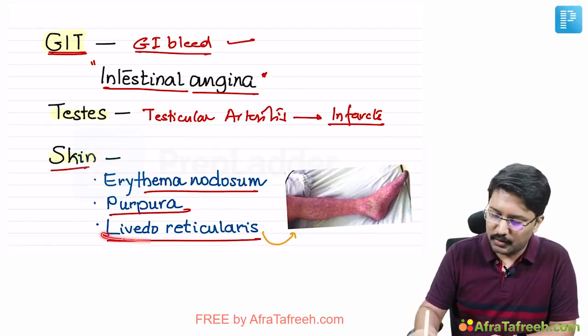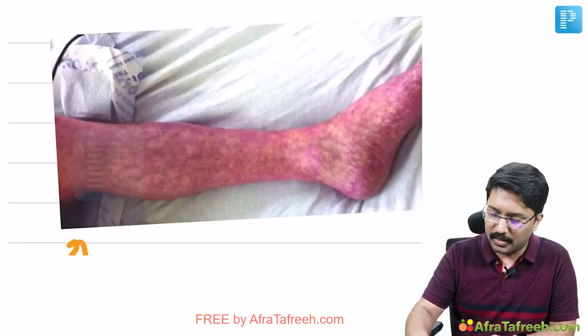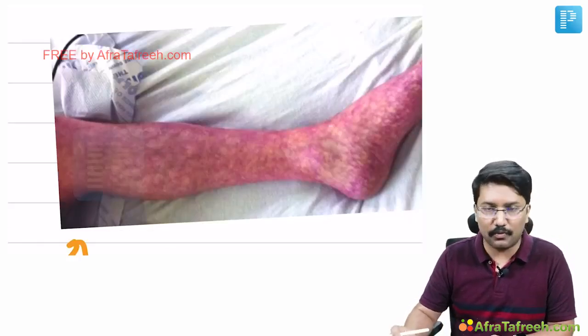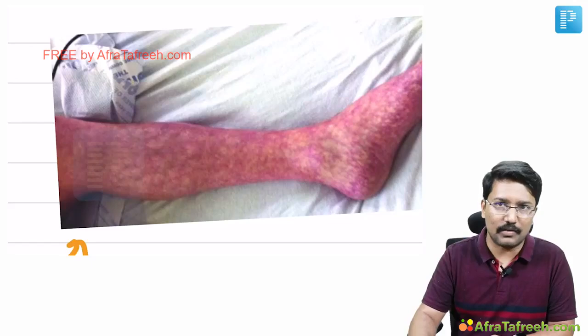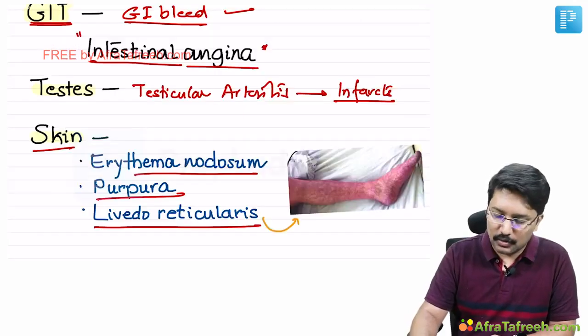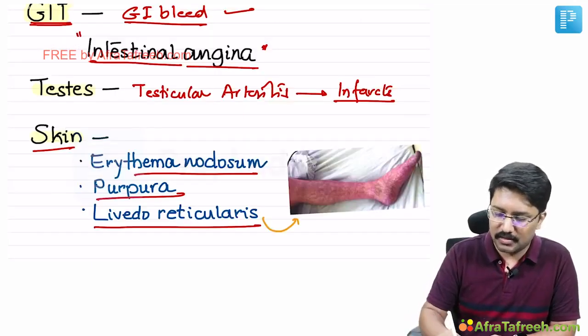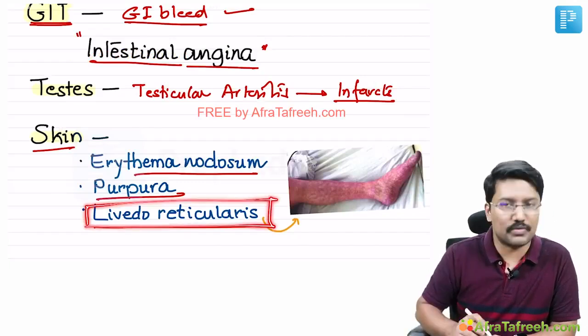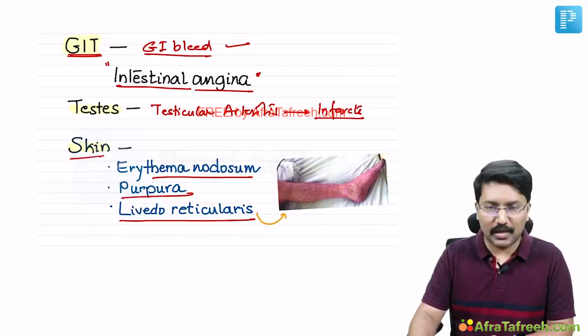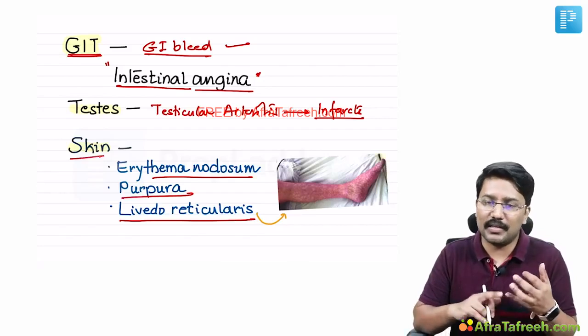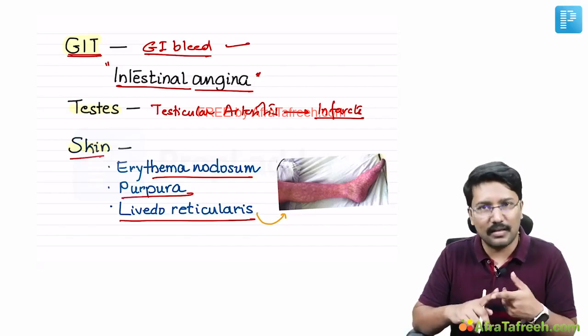Now skin involvement can be in the form of erythema nodosum, purpura, or livedo reticularis. Also remember livedo reticularis, where we see a reticular pattern of skin involvement, a meshwork-like skin involvement. This is also a component of the ACR classification criteria for polyarteritis nodosa. So far we have studied the involvement of the GIT, testis, skin, and kidneys.